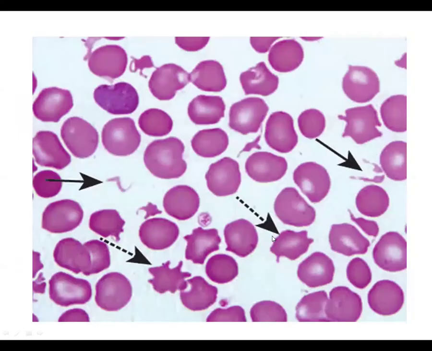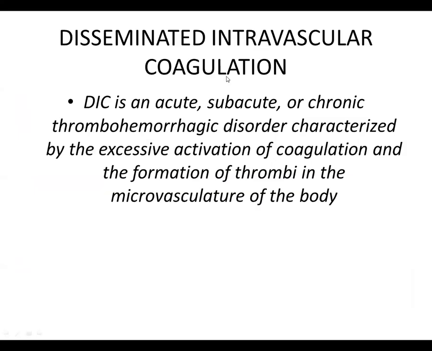Here you can see the schistocytes, fragmented RBCs, which are very important in the microangiopathies. Now, DIC is an acute, subacute, or chronic hemorrhagic disorder that is characterized by the excessive activation of coagulation and the formation of thrombi in the microvasculature of the body.